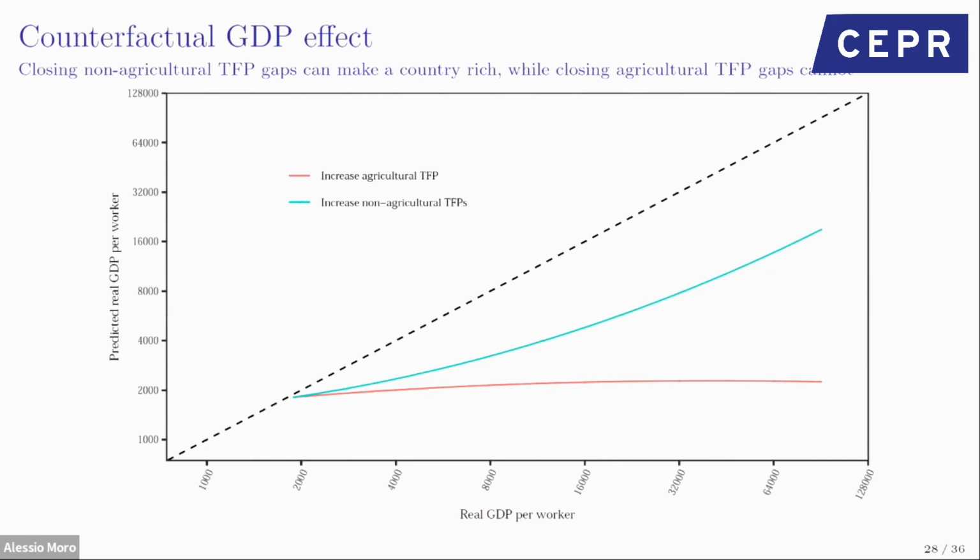The shape is also interesting. So it really peters out because you have these structural change forces. You become more productive in agriculture, but this leads to a structural change out of agriculture. So the initial big effect decreases, the effect that you get out of increase.